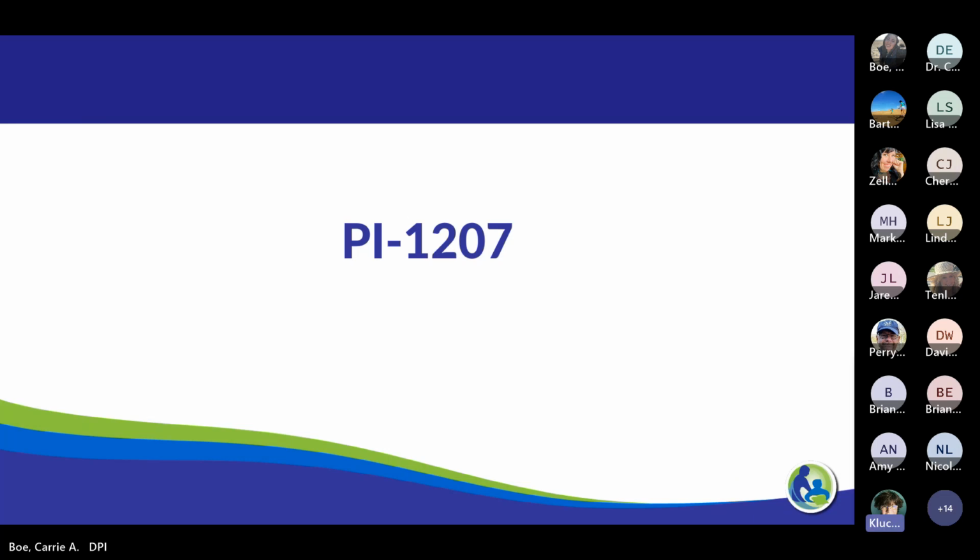Hey, Carrie, there was one question on the chat. It's, what do you do if you offer 3-year-old kindergarten? If you offer 3-year-old kindergarten for the current year, we want you to report that in PK as a grade level in the PI 1207, right, Carrie? In the PI 1207, correct. In WISEdata, 3-year-olds would not be reported.